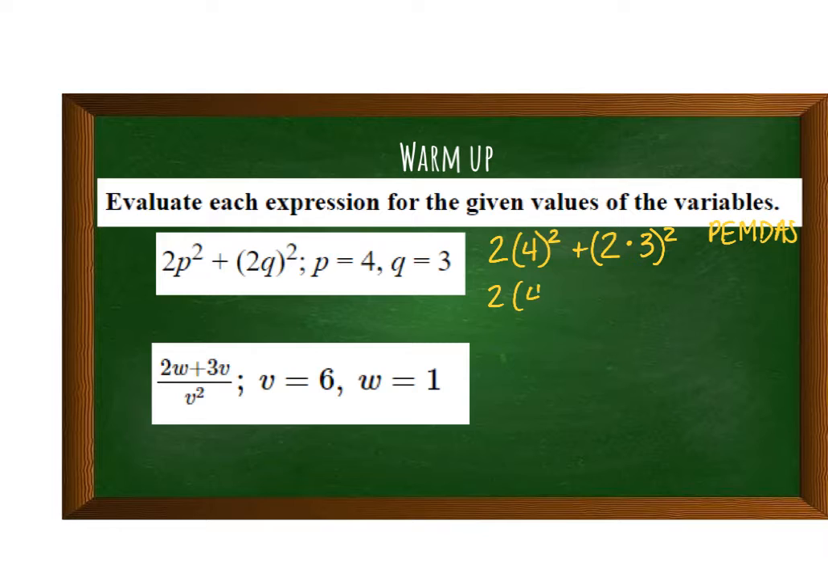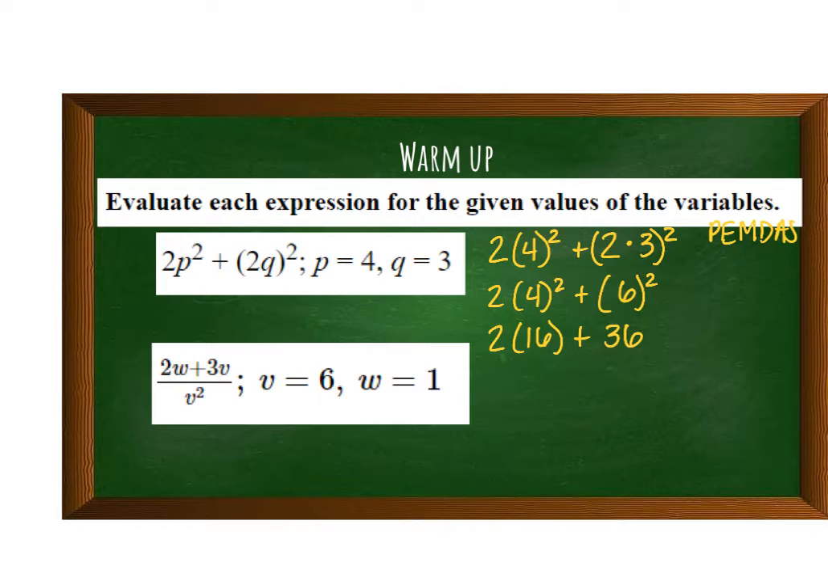So, we have to simplify the 2 times 3, which is 6. Okay, next, exponents. There's 2 sets of exponents. Let's move from left to right. So 2 times 4 squared is 16 plus 6 squared is 36.